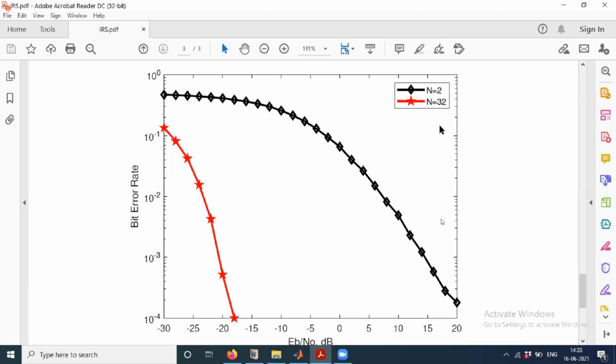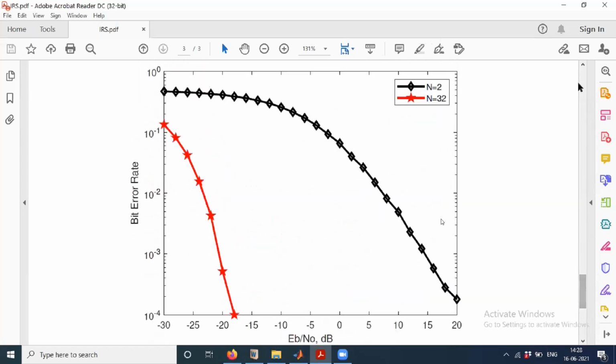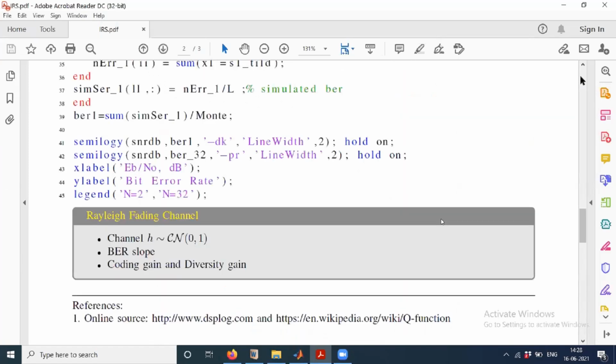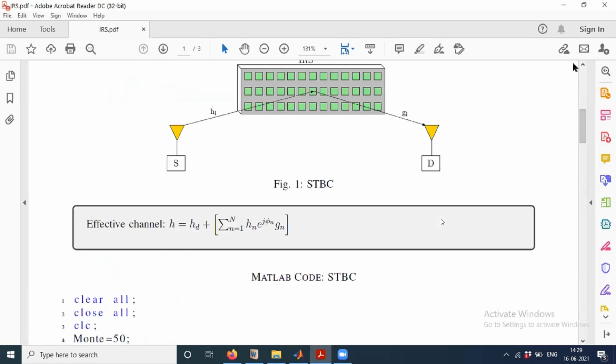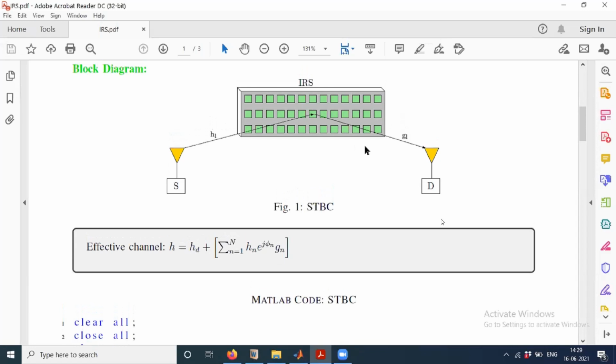So is there any question here? Sir, there is one question. What are the typical distances considered for IRS? Oh, I haven't considered the distance between the source and the IRS and the IRS to destination. Why am I not considering it? Because I haven't considered the path loss. If you consider the distance, then you will consider the path loss. So that path loss equation you can add here in the simulation.